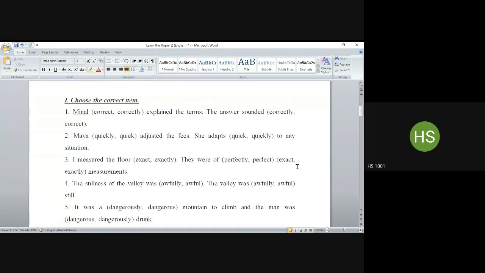Can you explain this in terms of grammar? Why did you choose perfectly and not perfect? If somebody asked you, can you grammatically explain to me why you chose perfectly and exact? Because perfectly will modify the adjective exact. Yes, correct. And exact is an adjective which modifies the noun measurements. So that's a grammatical explanation for it. Okay, so I measured the floor exactly. They were of perfectly exact measurements.